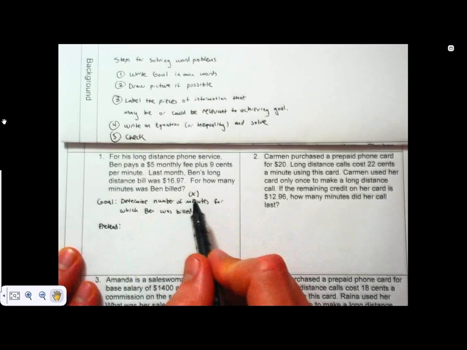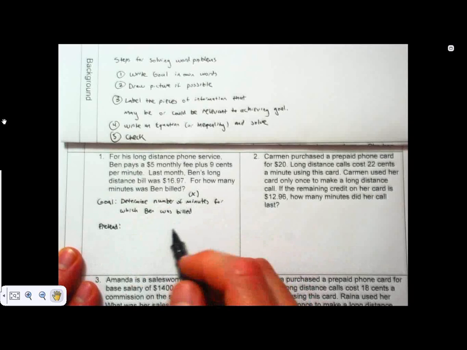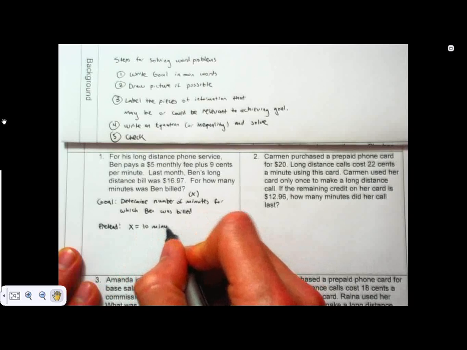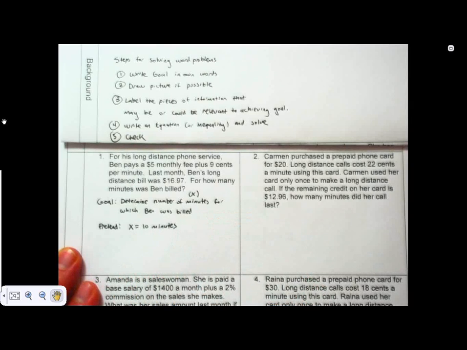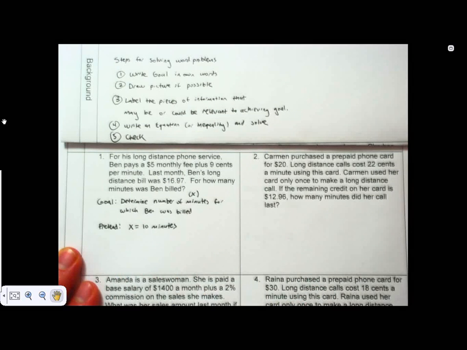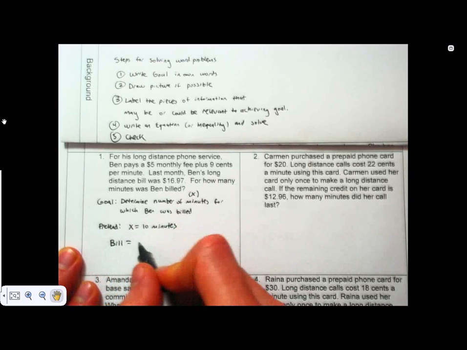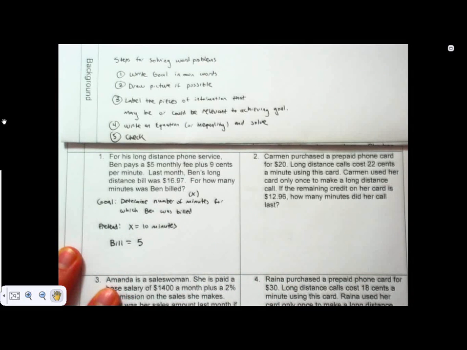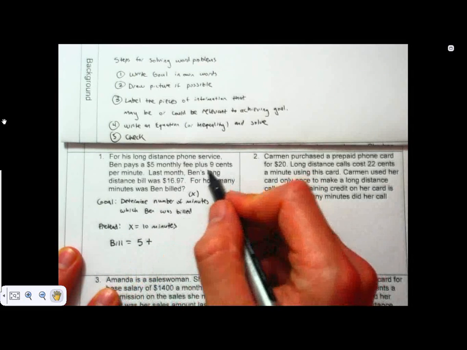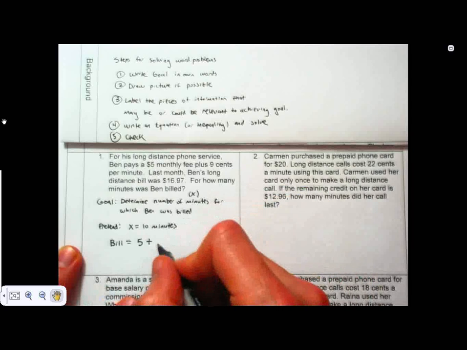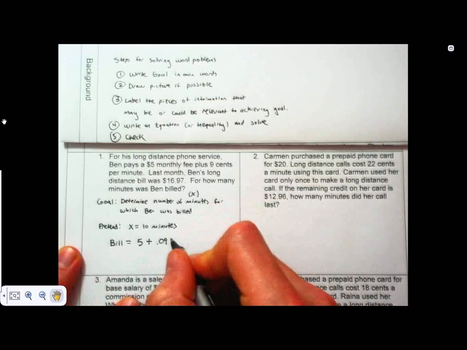that we actually know what x is, that we know how many minutes Ben was billed. Let's pretend that x equals 10 minutes. So in other words, Ben was billed for 10 minutes. And let's see how you would come up with the amount he was billed. Well, what it says is that his bill consists of a $5 monthly fee plus 9 cents per minute. If Ben talked for 10 minutes and it's 9 cents per minute, then the amount of money that he would pay would be 9 cents times 10 minutes. So his total bill is going to be 5 plus 0.09 times 10.